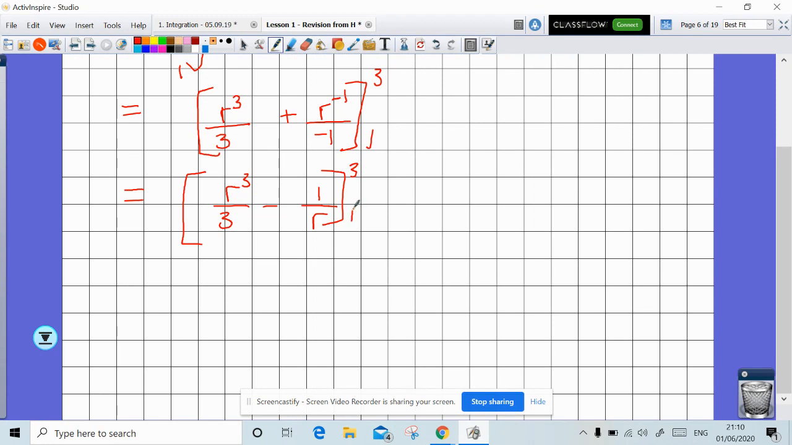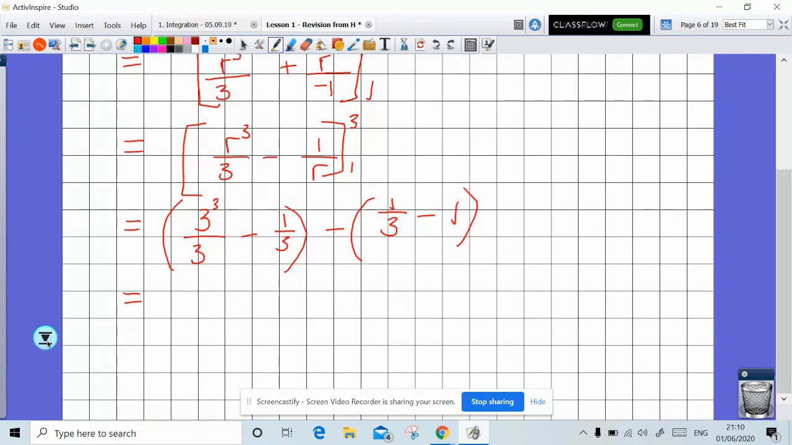That's just in case this comes up in a paper 1 question and you're expected to do this without a calculator. So if we sub in limits, we're going to sub in 3 first of all. So it's going to be 3 cubed over 3, take away 1 over 3, take away, and then sub in 1. So it's 1 cubed over 3, take 1 over 1, which is just 1.